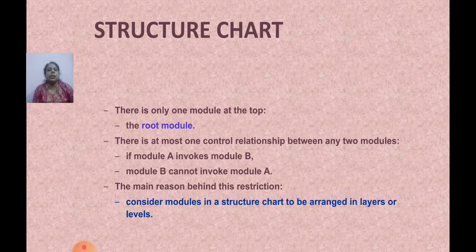There is only one module at the top, the root module. There is at most one control relationship between any two modules. Means in a structure chart, at the top there will be one module, and there will be only one control relationship between two modules. For example, if module A invokes module B, module B cannot invoke module A. A low level module cannot call an upper level module.